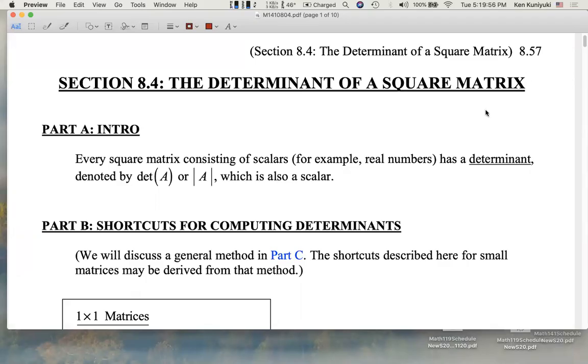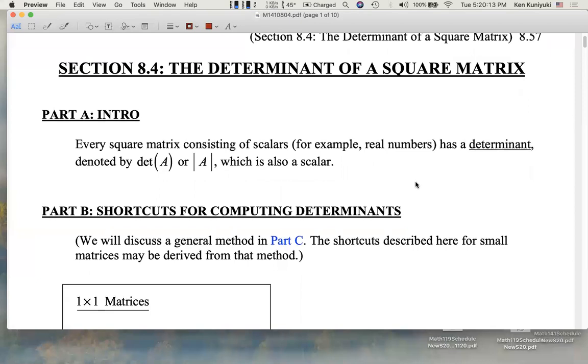Hi, everyone. In section 8.4, which is required, definitely, we're going to talk about the determinant of a square matrix, which is usually a number that we associate with a square matrix. And later on, we'll talk about its applications to area and volume. So every square matrix consisting of scalars, in particular real numbers, has a determinant.